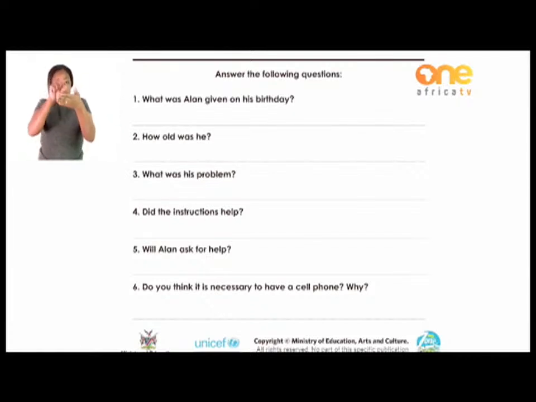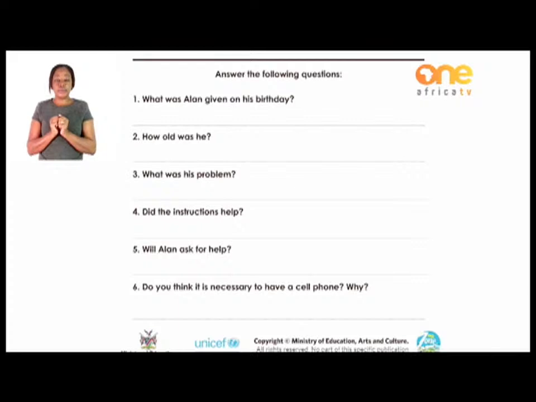Number 5, will Alan ask for help? Number 6, do you think it is necessary to have a cell phone? And why? Now you have to think and you have to answer this question. Do you think it is necessary? Is it important to have a cell phone? And why do you think it is so? So answer that one according to what you think about a cell phone yourself. Okay.